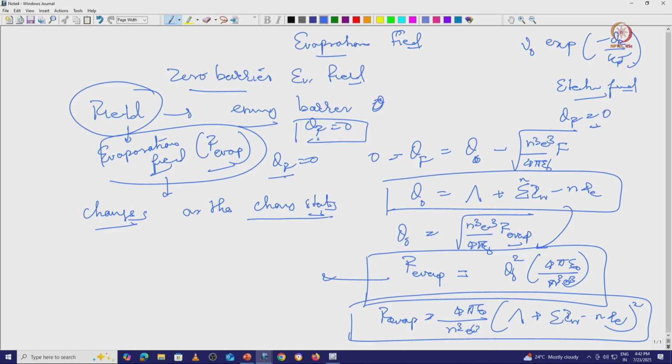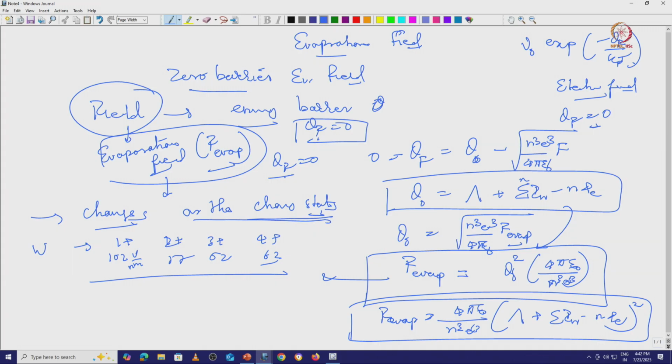Okay, for example, if you have tungsten, if you have charge states of 1 plus, 2 plus, 3 plus and 4 plus, then your evaporation field will also vary as 102, 57, 52 and 62 volts per nanometer. Okay, so the evaporation field changes as the charge state also changes for that particular element.